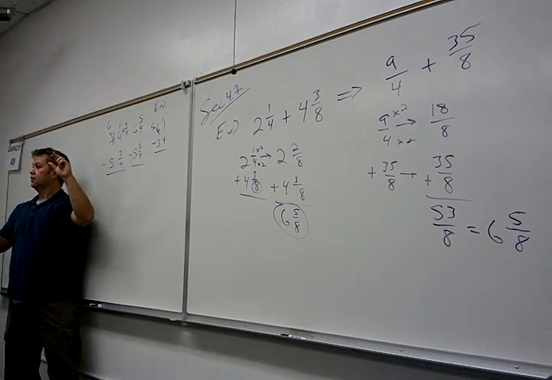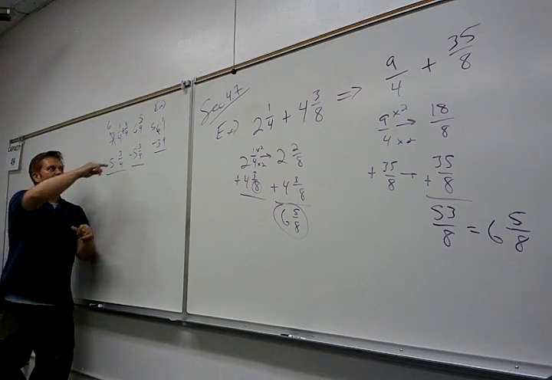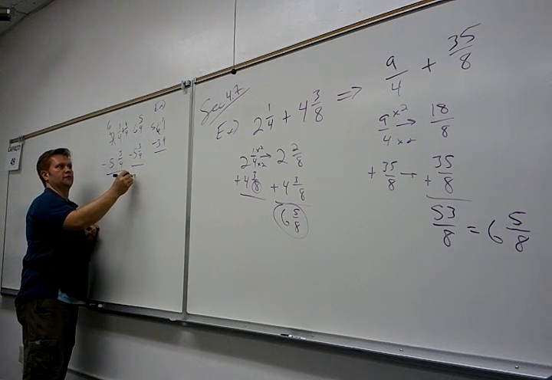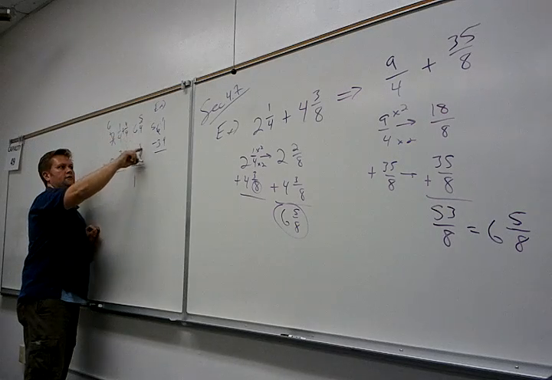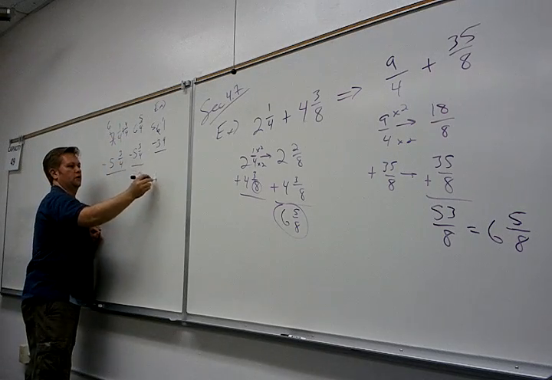All right, so you guys are like, stop. So here I get 6 minus 5, 1, and 2 minus 0, 2/4, which is 1 1/2.